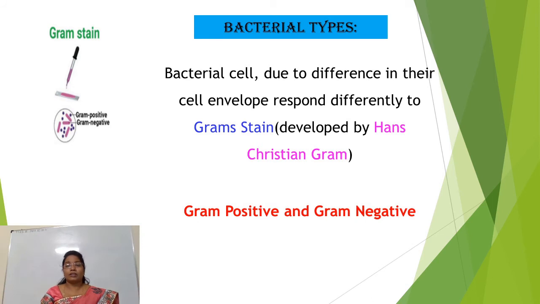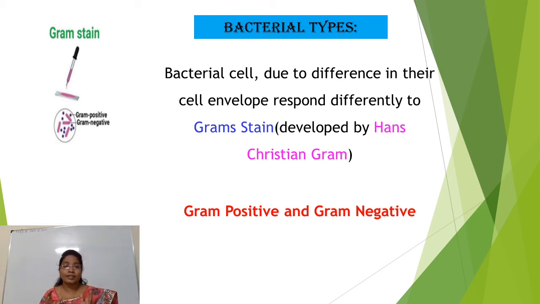Let's move on to the bacterial types on the basis of gram staining. Gram staining is a staining technique. Stain means coloring or dyeing. Whenever coloring is done to non-living things, it is called dyeing, and whenever coloring is done to living things, it is called staining. So in laboratories we can stain plants or bacteria.